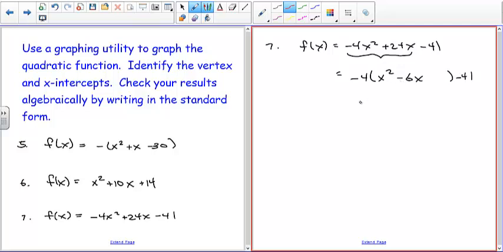So we use completing the square inside the parentheses. So you get negative 6 divided by 2 squared, which is negative 3 squared, which is positive 9. So we add positive 9. But we're not just adding 9. We're adding 9 in the parentheses, but it's multiplied by negative 4. So we're really subtracting 36, so we have to add 36 at the end here.